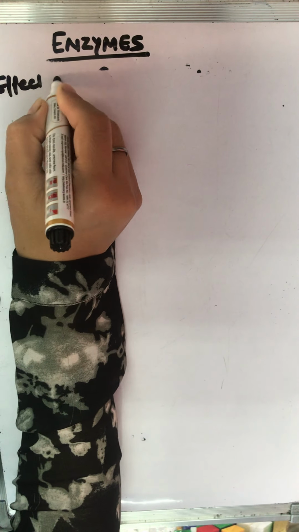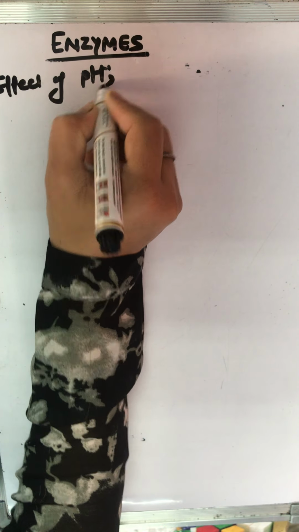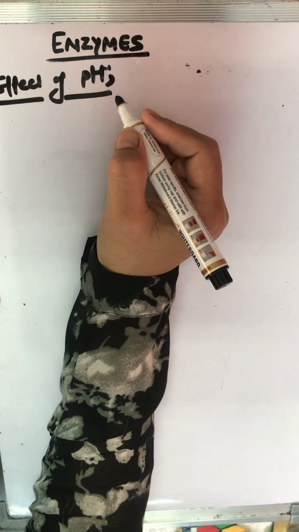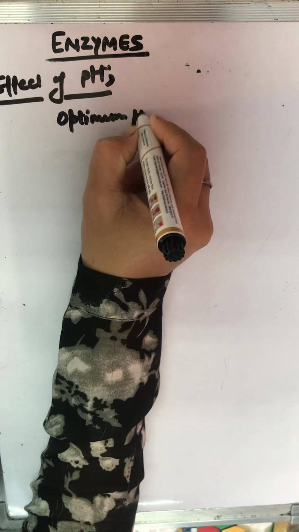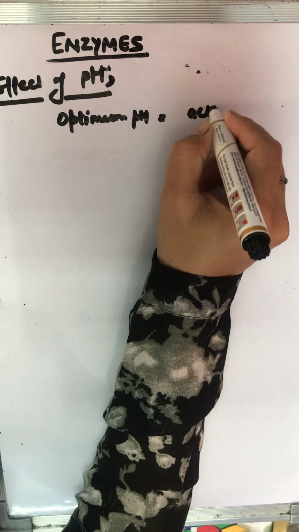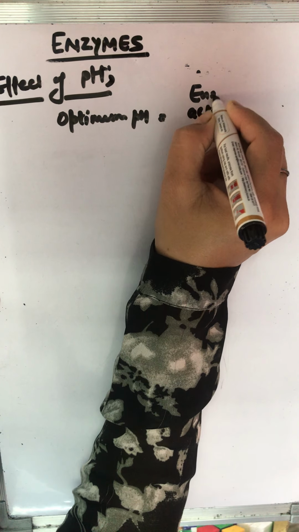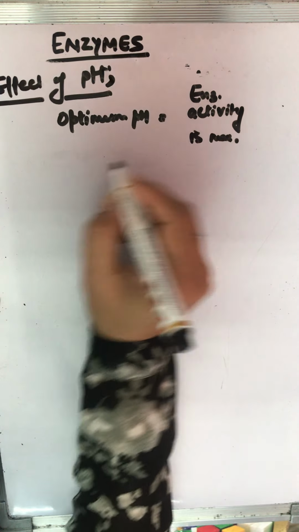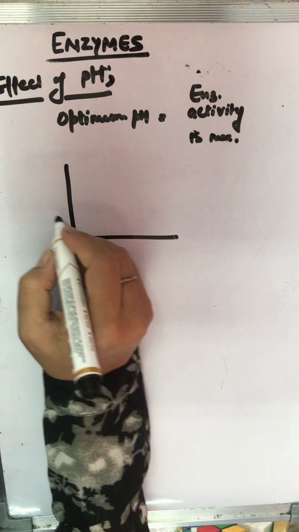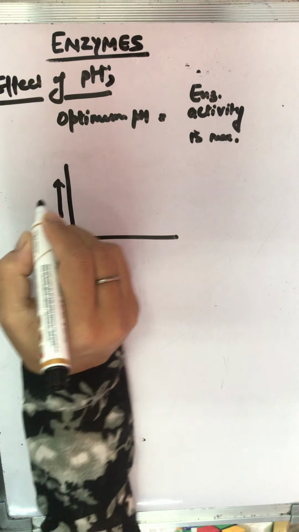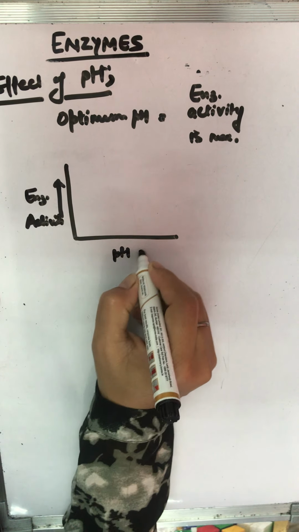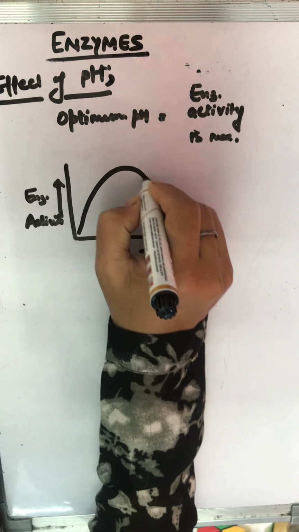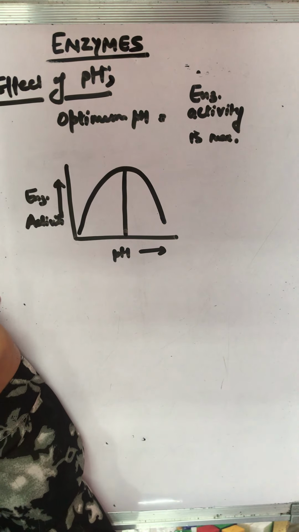The second factor is the effect of pH. You know that each enzyme has a particular optimum pH, same way. Optimum pH means activity is maximum. Whose activity? Enzyme activity. So obviously same way, with a little change in the pH, this is the enzyme activity and this is the pH range. At the optimum pH range, the activity of the enzyme is maximum.